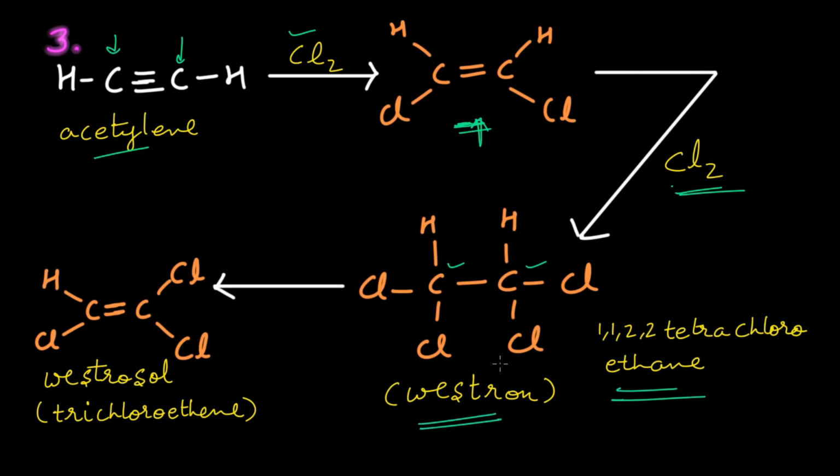When this Westron is treated with CaO, you will get Westrosol, which means HCl will be removed and you will get trichloroethene, right? So this is the third reaction.